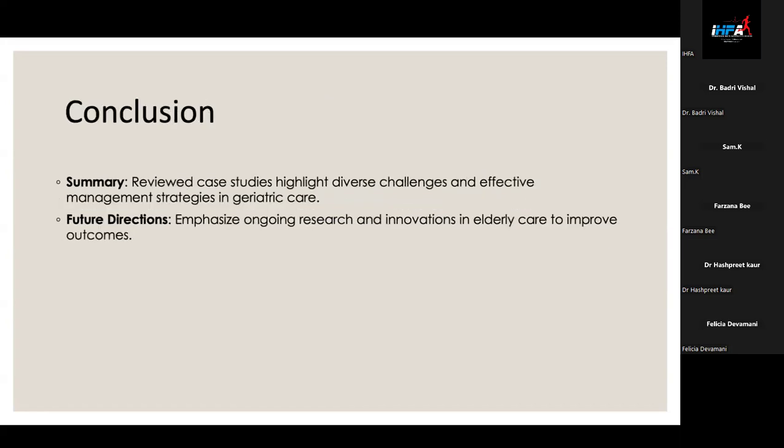So in conclusion, what we can understand is that with the reviewed case studies we have tried to highlight the diverse challenges and effective management strategies in geriatric care, and emphasis on the ongoing research and innovations in elderly care is required for improving the outcomes in elderly patients.